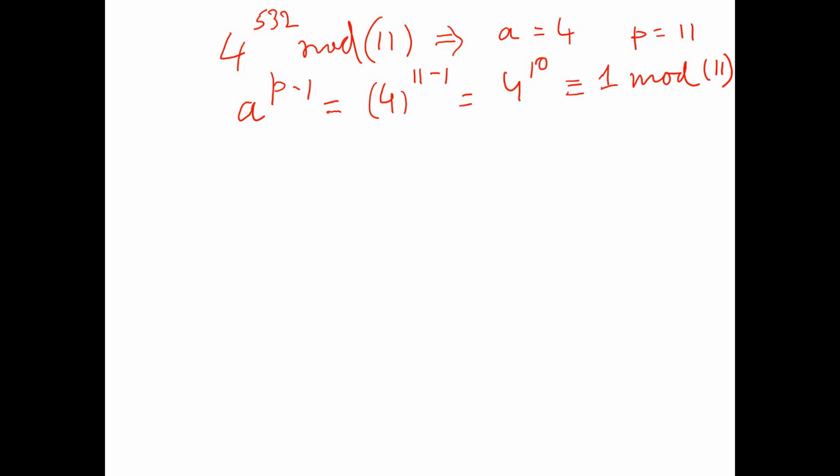So what is the advantage? For this 4 to the power 532, if we can arrange it in a way where 4 to the power 10 comes, then we can replace 4 to the power 10 mod 11 with 1. I'm repeating once again what I am trying to say. This is a to the power p minus 1, and we are applying the first rule. P is our 11, and a to the power p minus 1 is 4 to the power 10. As per the first law, a to the power p minus 1 is congruent to 1 mod p. First rule, right? So we are representing it.